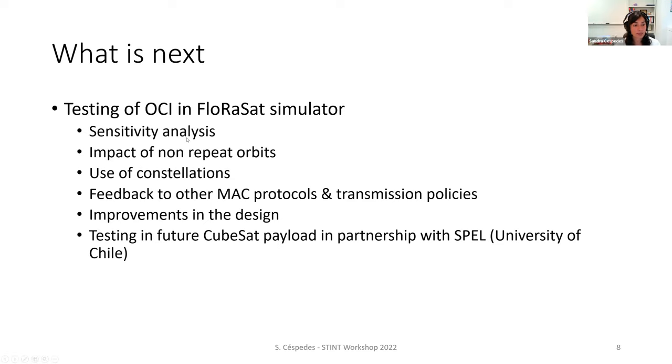We want to run some sensitivity analysis. We want to see what is the impact if we don't get to have non-repeating orbits. So we see if we can still do a good estimation even if the orbit is not repeating over the same locations. We want to check what information we could exploit if we consider a constellation instead of a single satellite collecting the information, and then try that with different other MAC protocols or transmission policies to see how the estimation may help these protocols to improve the performance. We want to check if we need to make still improvements in the design considering the results from these tests.